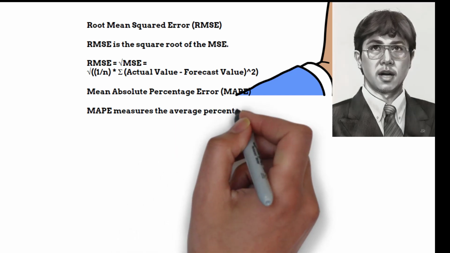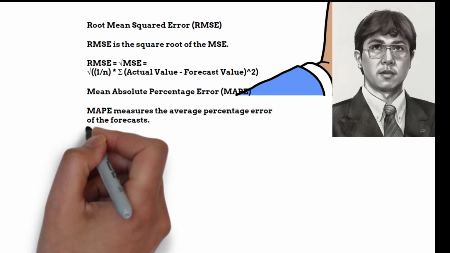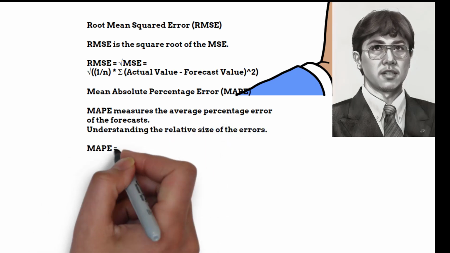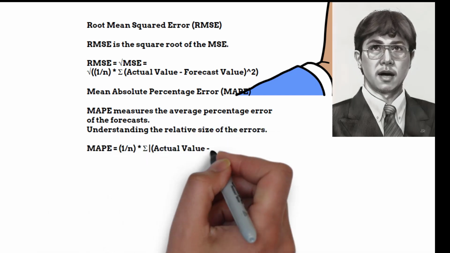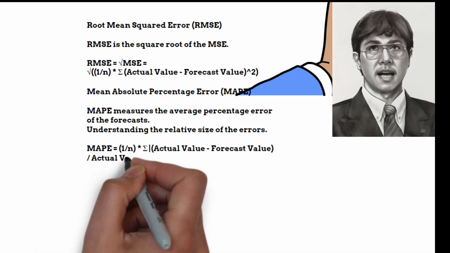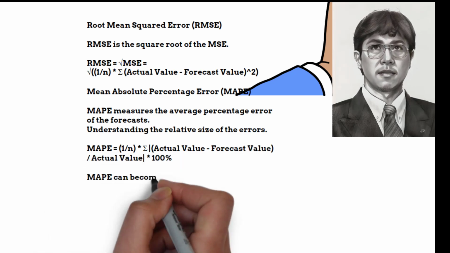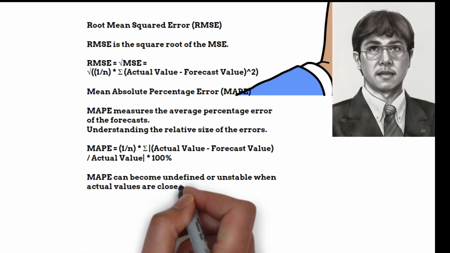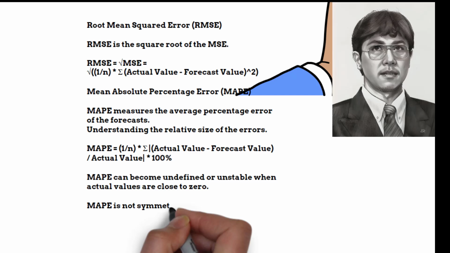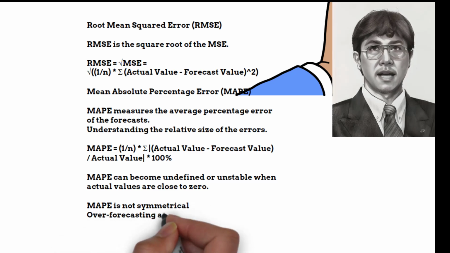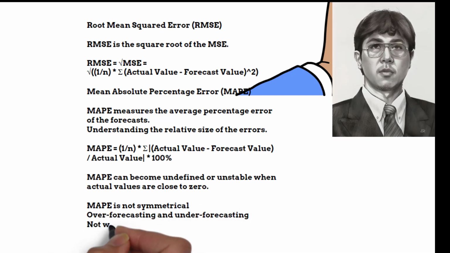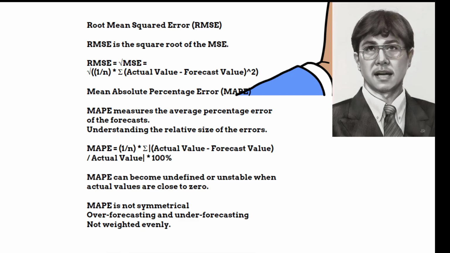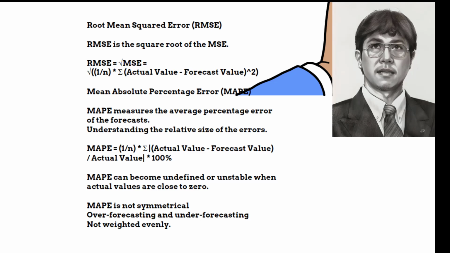Mean absolute percentage error, MAPE, measures the average percentage error of the forecasts. It's useful for understanding the relative size of the errors. Formula: MAPE equals 1/n, sigma, |(actual value minus forecast value) divided by actual value|, times 100%. Important notes regarding MAPE: MAPE can become undefined or unstable when actual values are close to or equal to 0. MAPE is not symmetrical, meaning over-forecasting and under-forecasting are not weighted evenly.